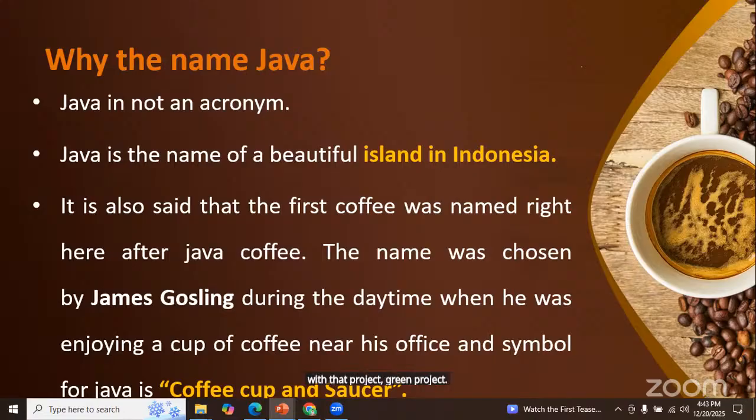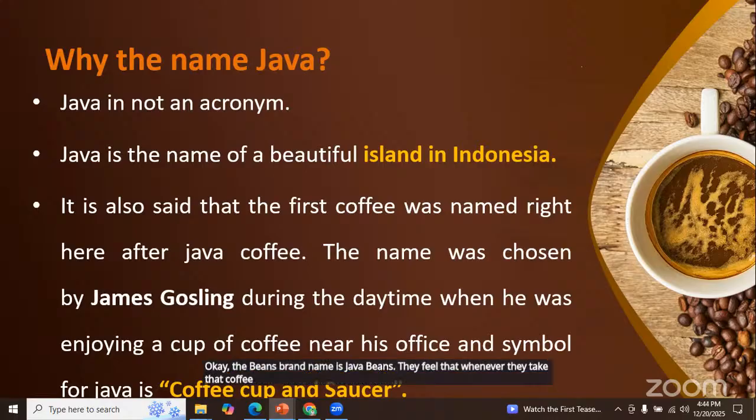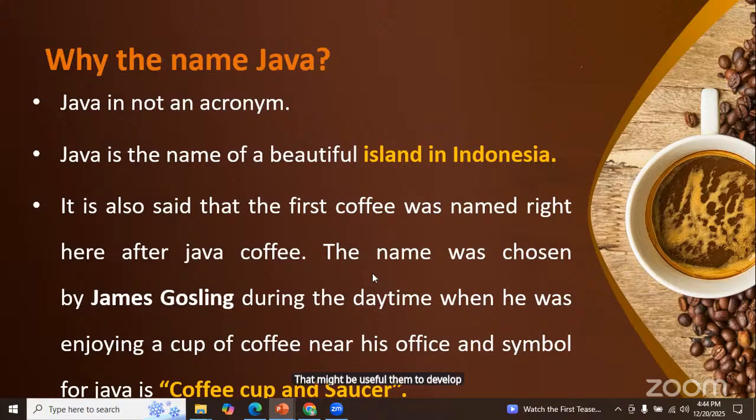they used to take coffee. The coffee beans brand name is Java beans. They felt that whenever they took that coffee, they got refreshed. That might have been useful to them to develop that software. That's why they wanted to keep that coffee cup and saucer as an icon for this newly developed programming language.